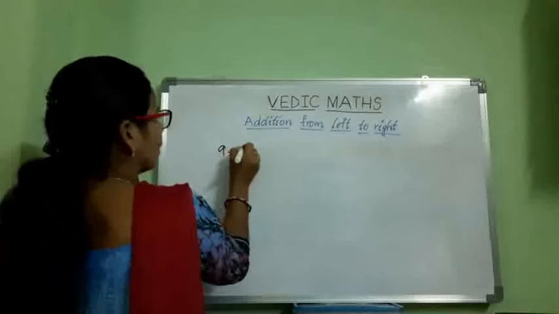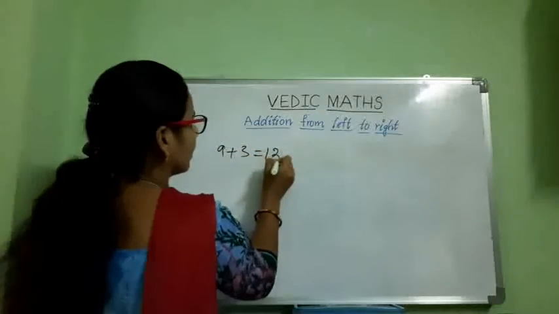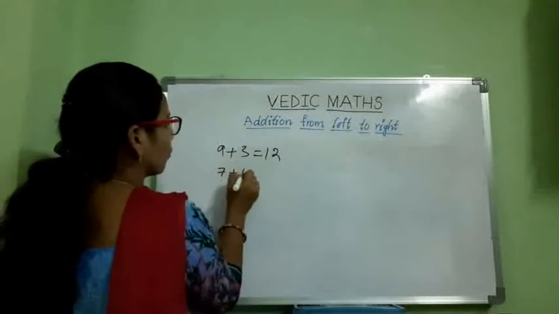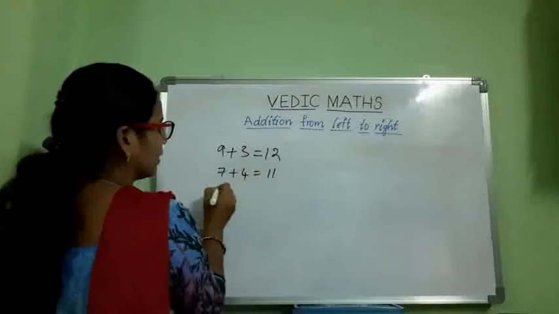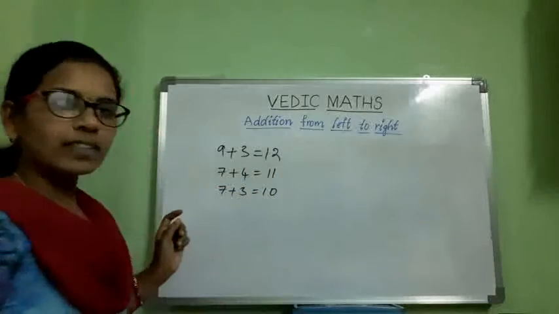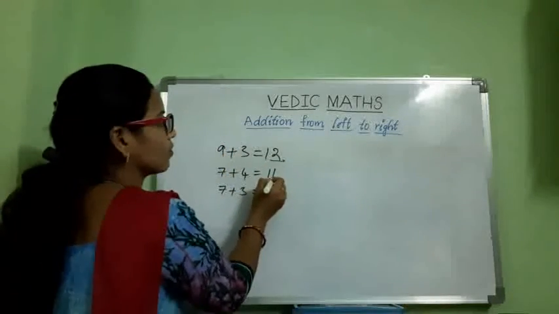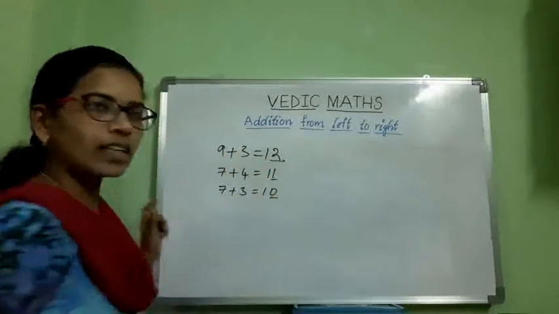Yes. For example, 9 plus 3, the sum is 12. 7 plus 4, the sum is 11. 7 plus 3, the sum is 10. Here, what are the end digits? Here 2 is the end digit, 1 is the end digit, and here 0 is the end digit.